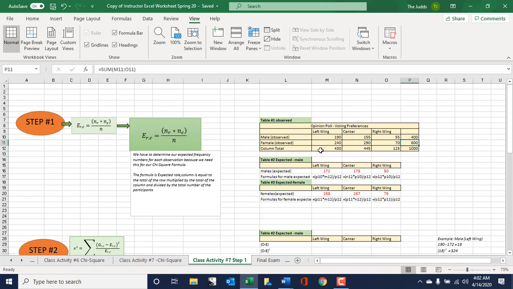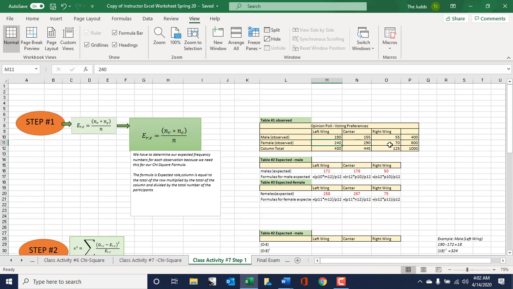Coming down, we have a total of 430 of our participants who indicated they were left wing. We have a total of 445 who indicated they were center, and a total of 125 who indicated they were right wing. So when we look at these numbers, there's a couple right here that are really low. The left wing for the males and the center for the males is not too far off. It's about the same distance when you're looking at the left wing and the center for the females.